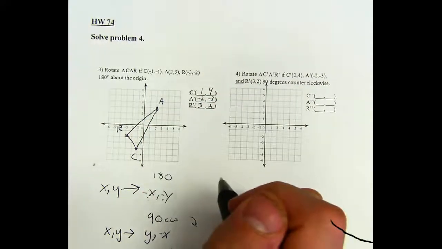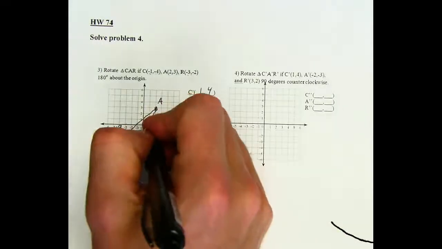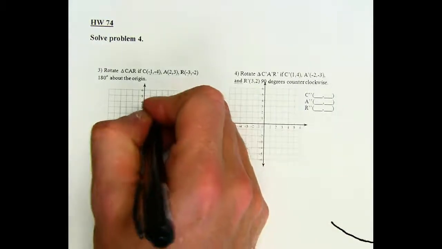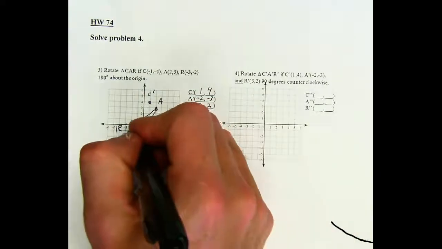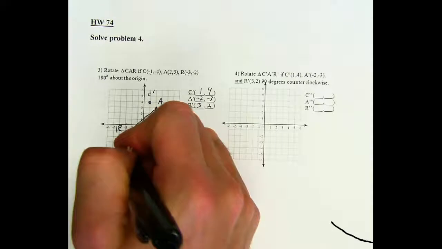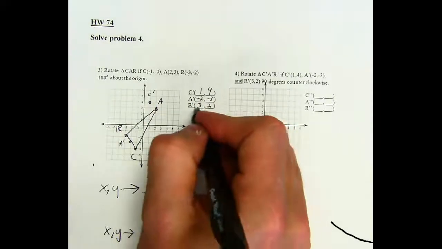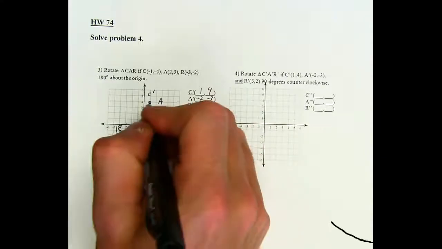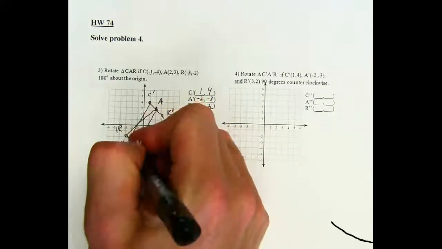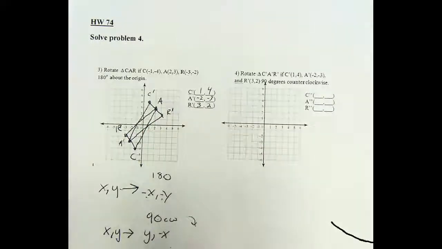So now I can follow these points. So I do 1, 4, and that's C, and I put a little prime symbol. -2, -3, and that is A prime. And then R is 3, 2. And now I can connect these, and if you see how it is 180, they just reflect over each other.